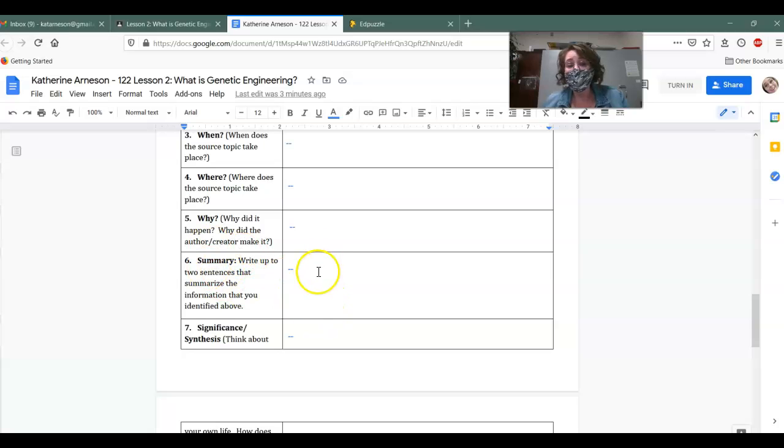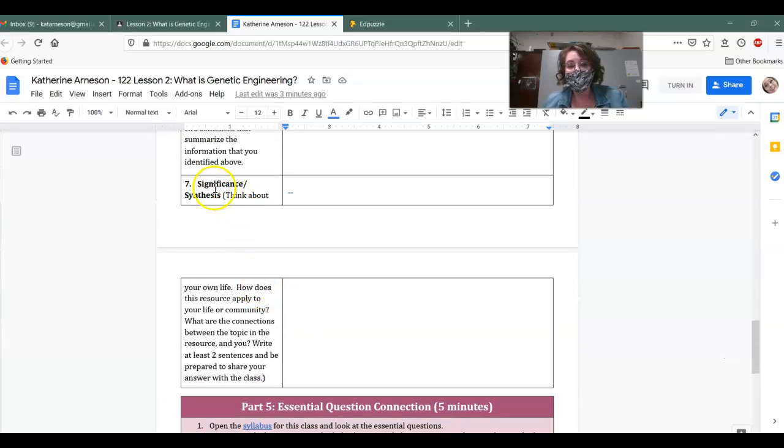And then a summary is just 2 sentences or less. If you can do it in one, I think you should try, because summaries are really important, and students a lot of times want to focus on the details, but the summary focuses on the big picture.